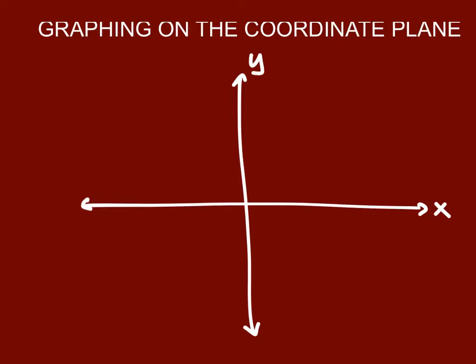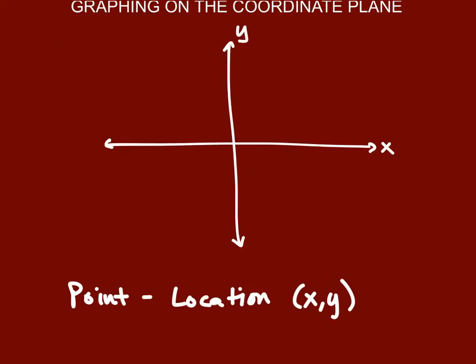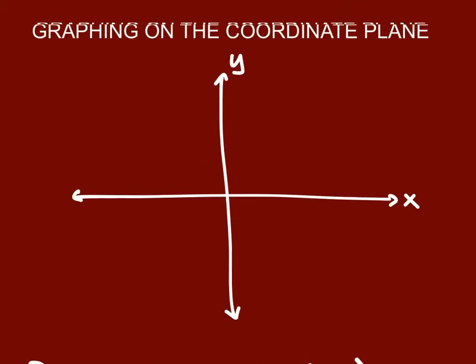So let's talk about what a point is. All a point is, is a location, and we show that location by using a coordinate point x comma y. This is going to be where we locate points. So let's first talk about that, looking at our graph.